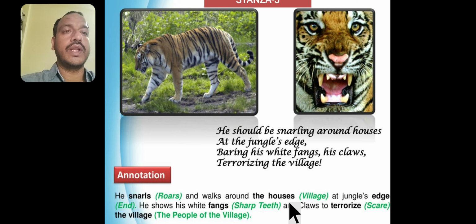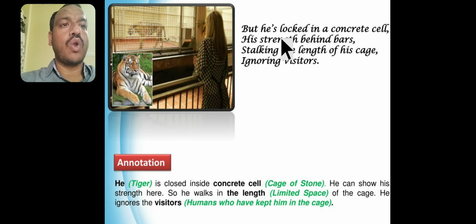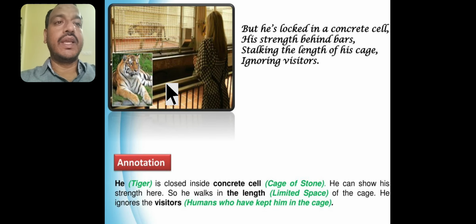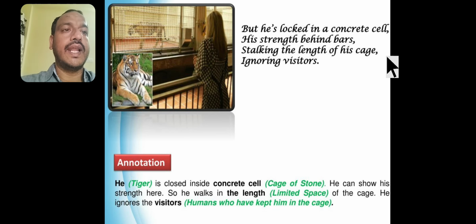Now, moving on to the next stanza. But he is locked in a concrete cell. Now, where is he locked? He is locked in a concrete cell, which means caged. See the image here. He is very alone, feeling very sad, being alone in the cage. His strength behind the bars, stalking the length of his cage, ignoring visitors.